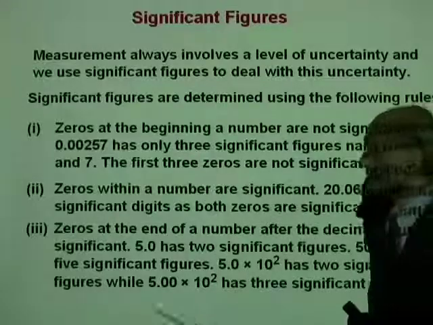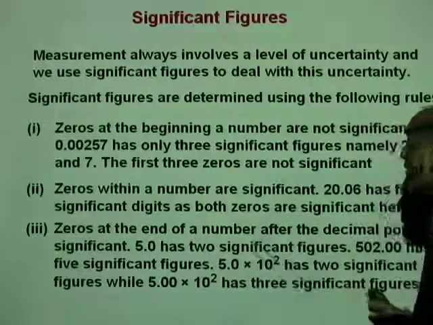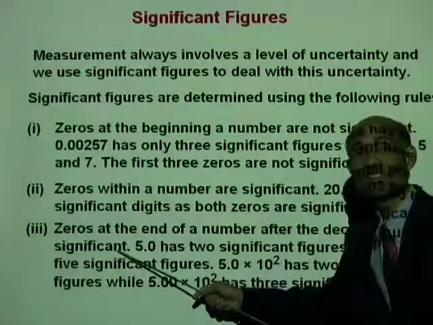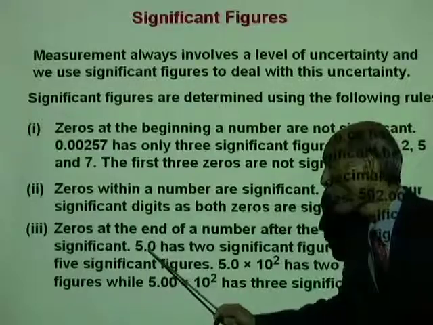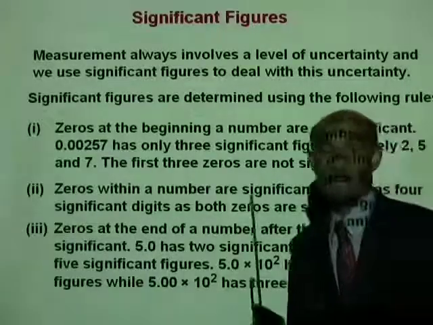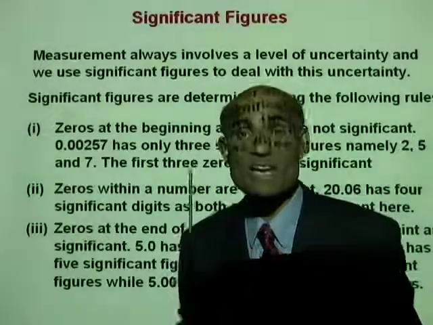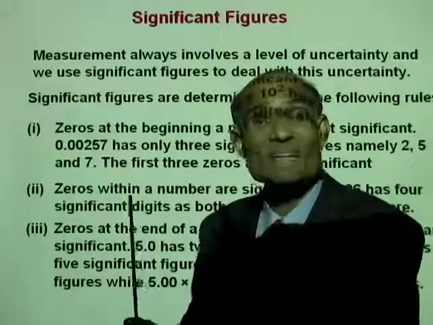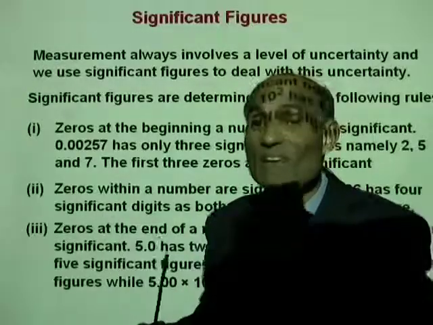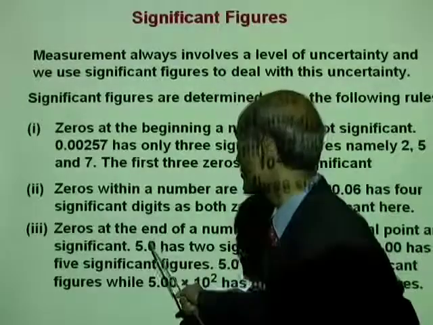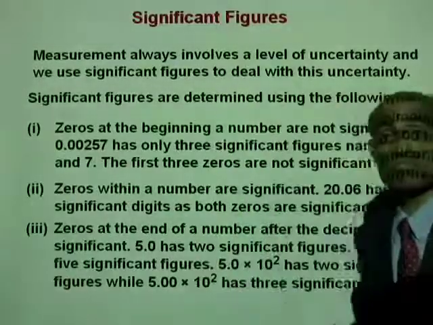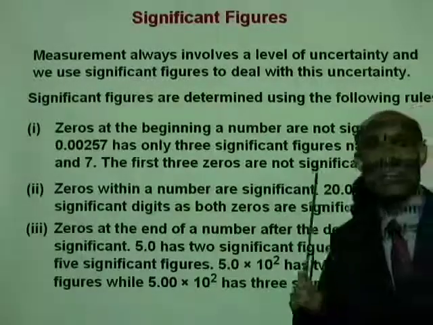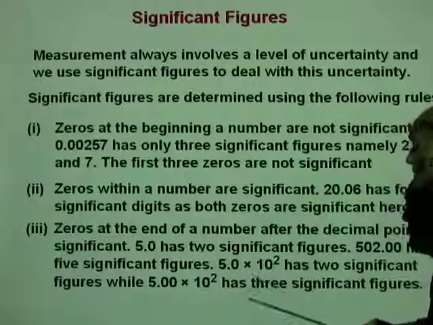Rule number 3. Zeros at the end of a number after the decimal point are significant. For example, 5.0. Now, the number 5.0 indicates that you are making a measurement correct to 1 decimal place. That is a level of accuracy dictated by this. That 0 is significant. So, zeros after the decimal at the end of a number are significant.